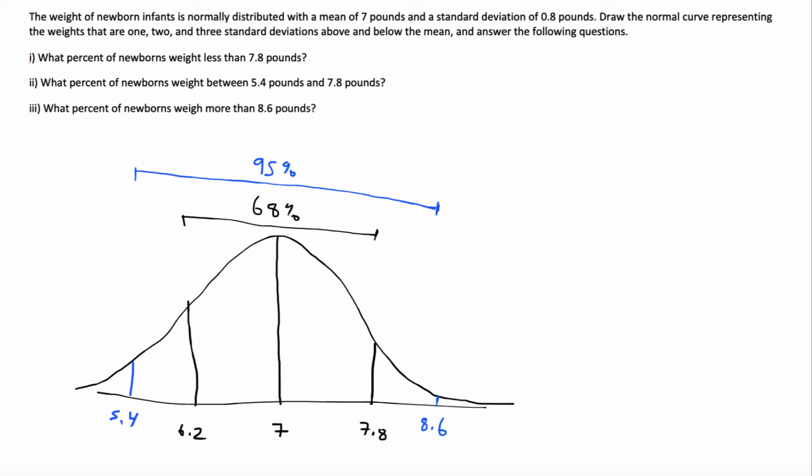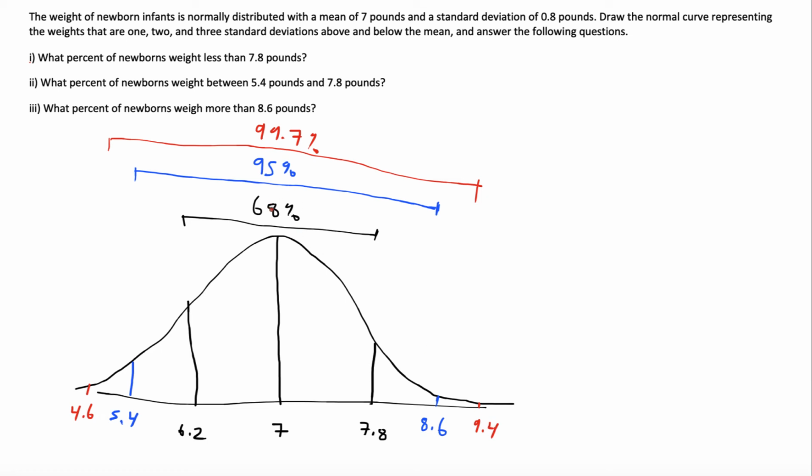Okay, and then when we go one more standard deviation, this is going to be 9.4. Right here, we're going to be at 4.6. Okay, so these red markings, between 4.6 pounds and 9.4 pounds, that is 99.7% of all data values. So in this case, 99.7% of newborns are between 4.6 and 9.4 pounds.